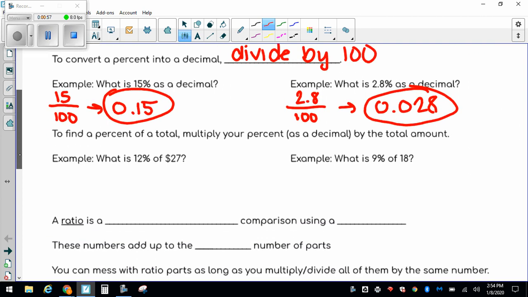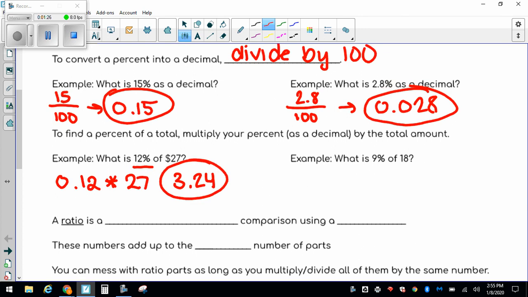Every time we want to find the percent of a total, you multiply your percent by the total amount. So 12% of 27. Firstly, I'm going to do 12 divided by 100 in my calculator, and that's 0.12. And I'm going to multiply it by the $27. So 12% of 27, 0.12 times 27 turns out to be 3.24.